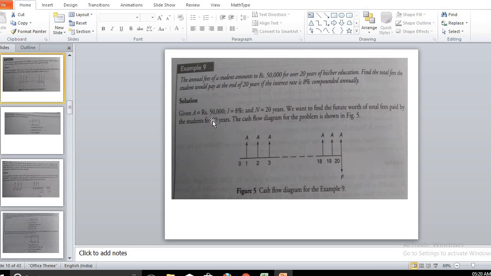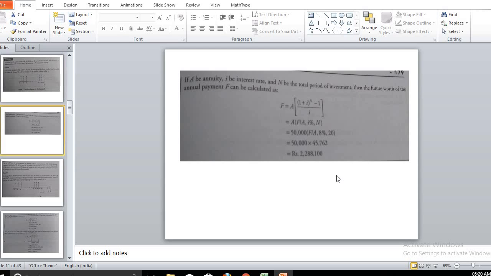Now this amount A, the annuity, is 50,000 for each year, for the first, second, third year up to the 20 years. The annuity A is the same 50,000, with interest rate I of 8%, and n equal to 20 years. So we have to find out the total value at the end of the 20 years. This diagram is known as a cash flow diagram: first year, second year, third year, up to the 20th year. Here we are interested in finding the total value EF after 20 years.